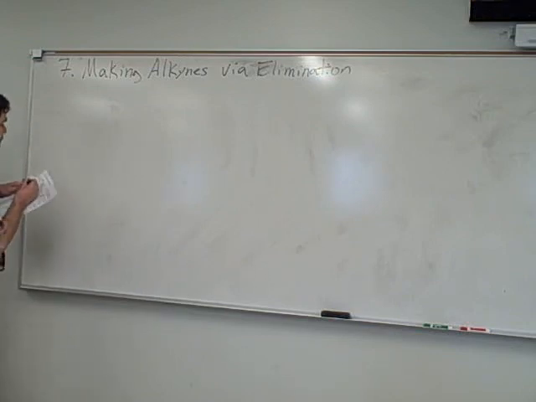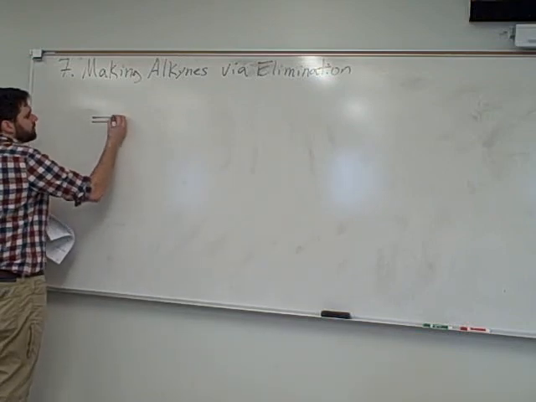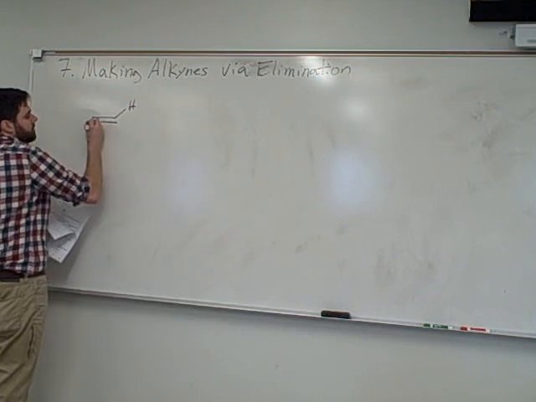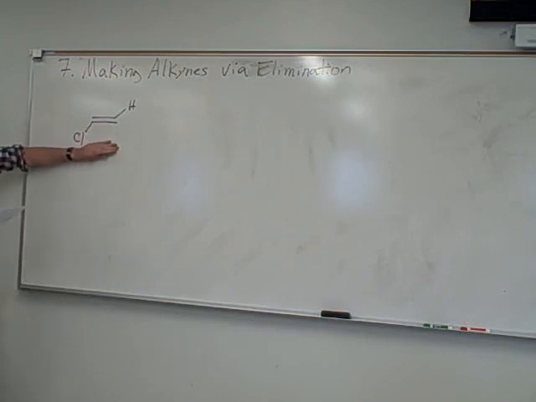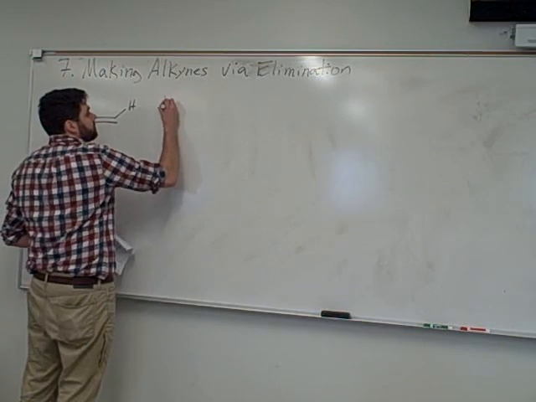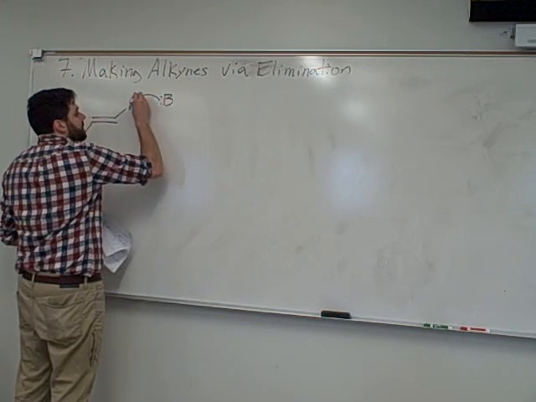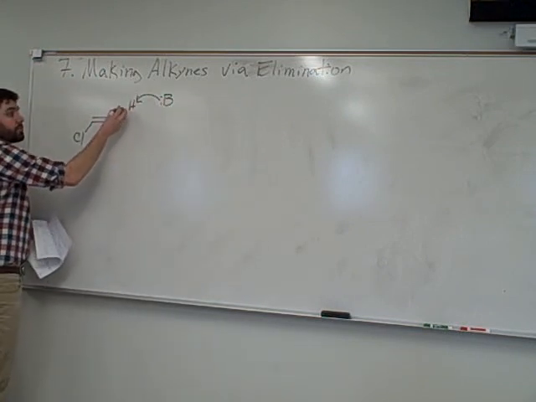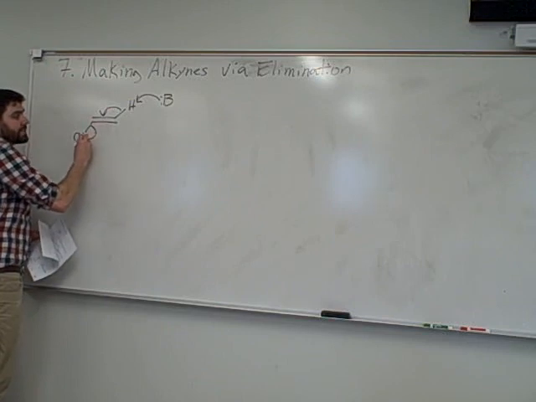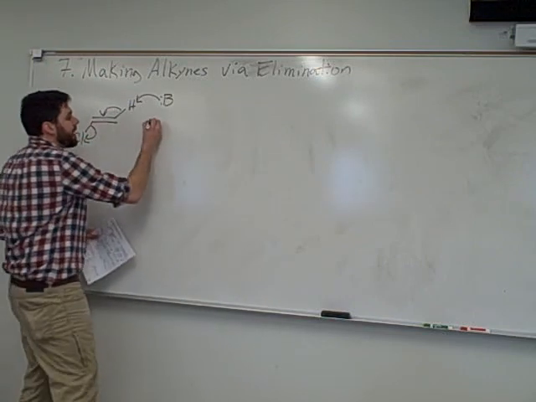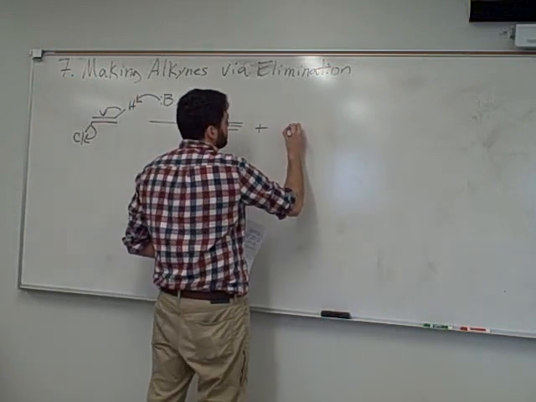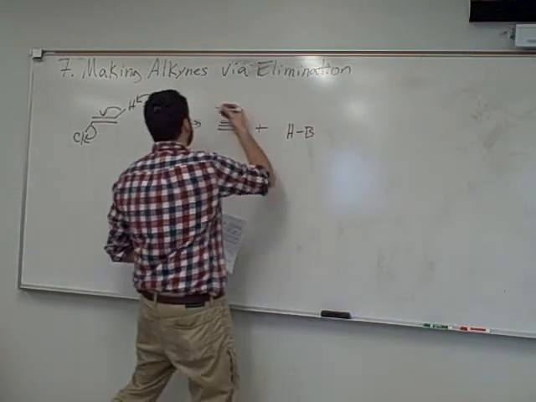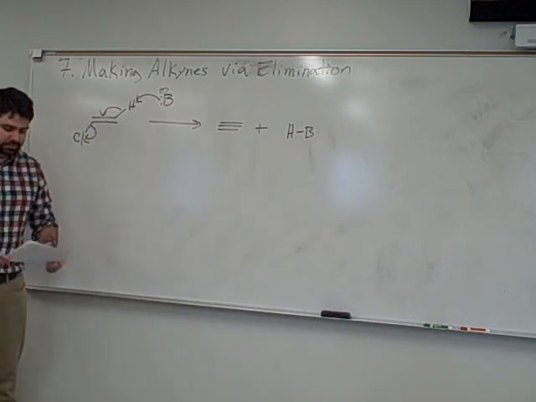So for example, if we've got this vinyl halide, so in this case a vinyl chloride, what we can do is we can take a base and we can deprotonate this vinyl hydrogen and essentially do an E2 type elimination to give us our alkyne plus our protonated base. And in this, we'll say our base was initially negative.